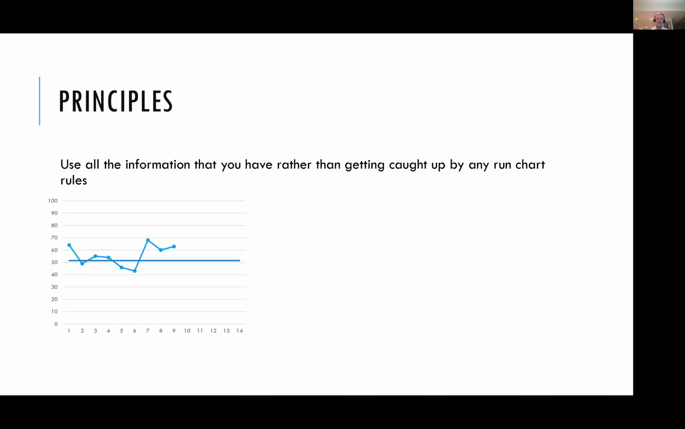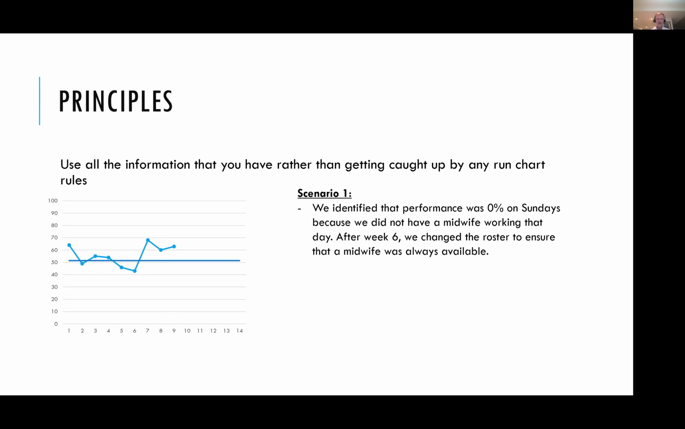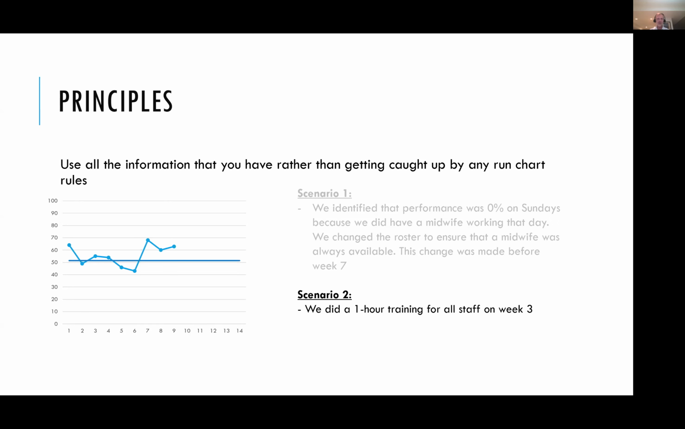Additionally, you have a lot of qualitative information when you're working in a facility and working on a project. With this data, you could have 2 scenarios. Scenario 1 is that your team identified that performance was basically 0% on Sundays because we didn't have a midwife working that day. After week 6, we changed the roster to ensure that a midwife was always available, and performance improved immediately by about what we would expect from one day moving from 0 to much higher. Scenario 2 might be we did a 1-hour training for all staff way back in week 3.